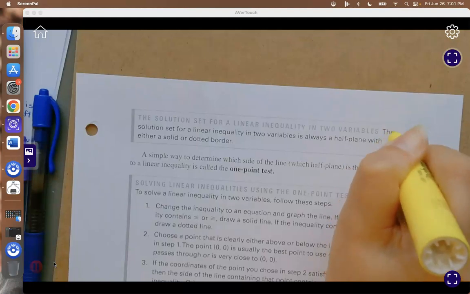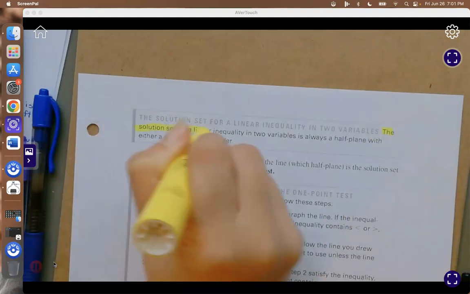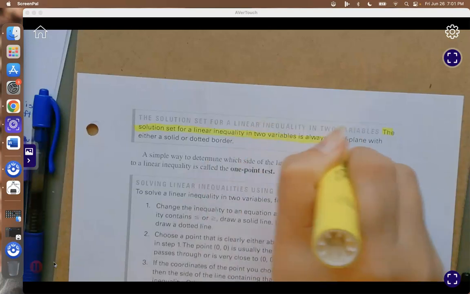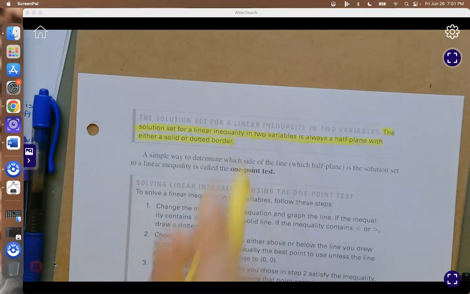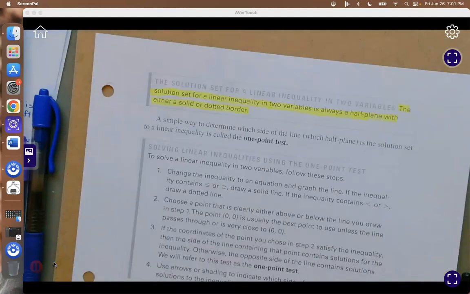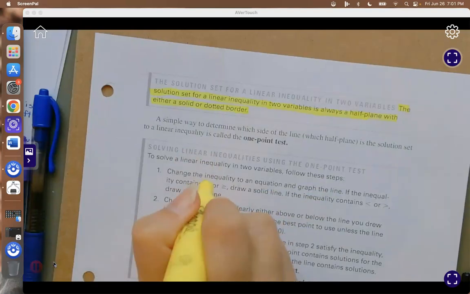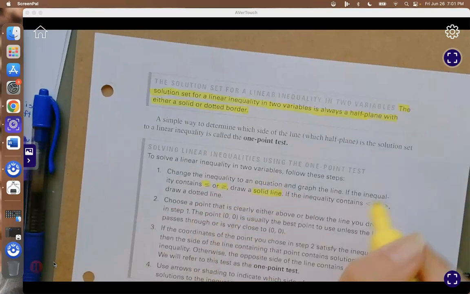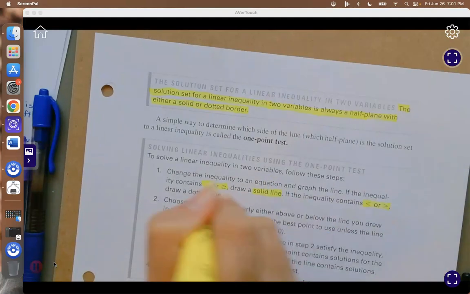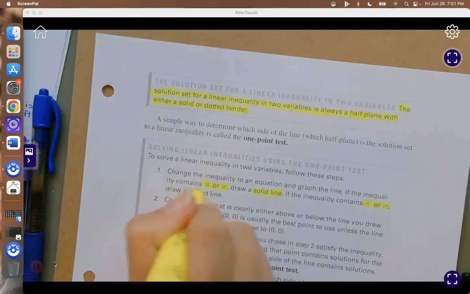So the solution set for a linear inequality in two variables is always a half plane with either a solid or dotted border. Okay, so I am going to simplify all this. If you have these symbols, it's going to be a solid line. If you have these symbols, it's going to be a dotted line.